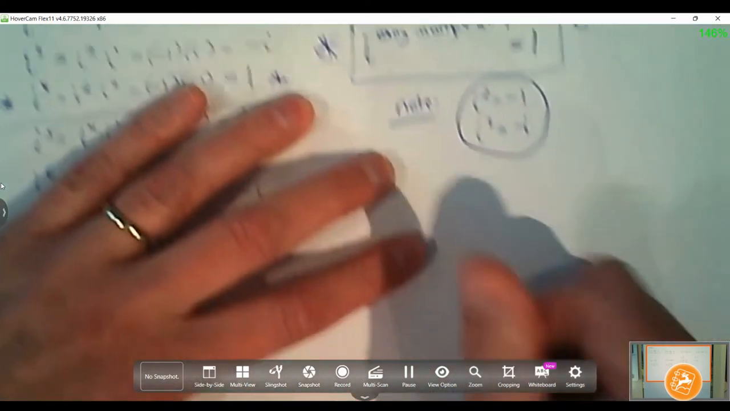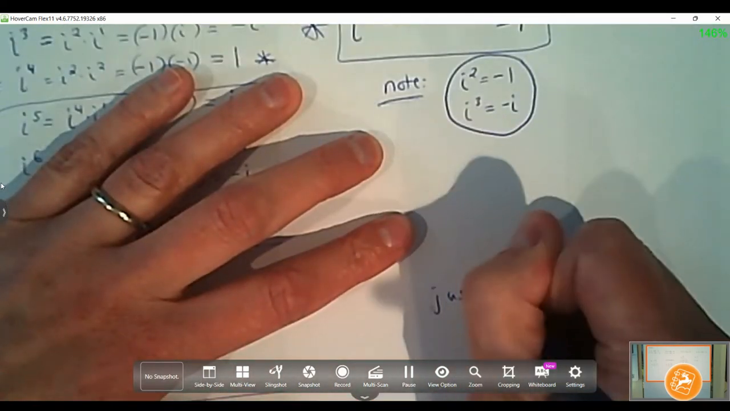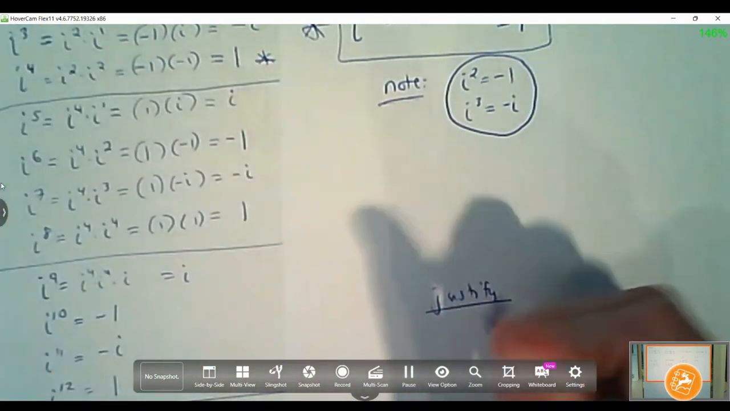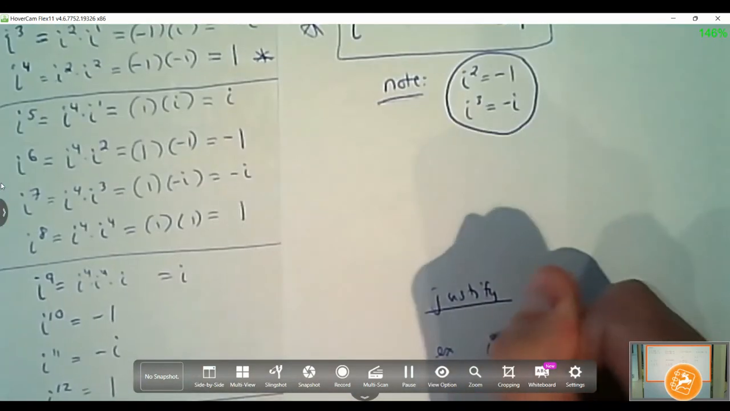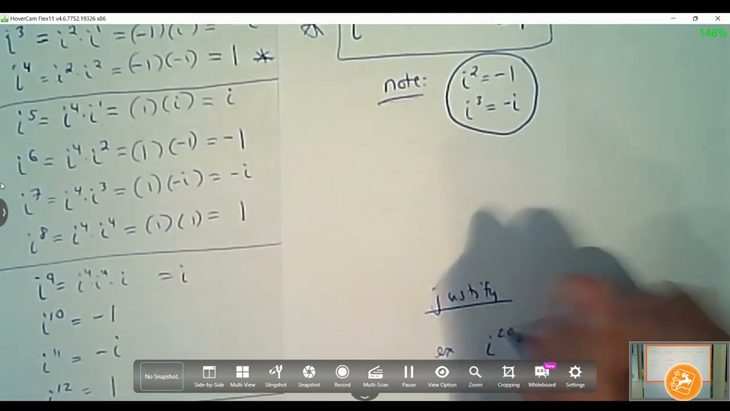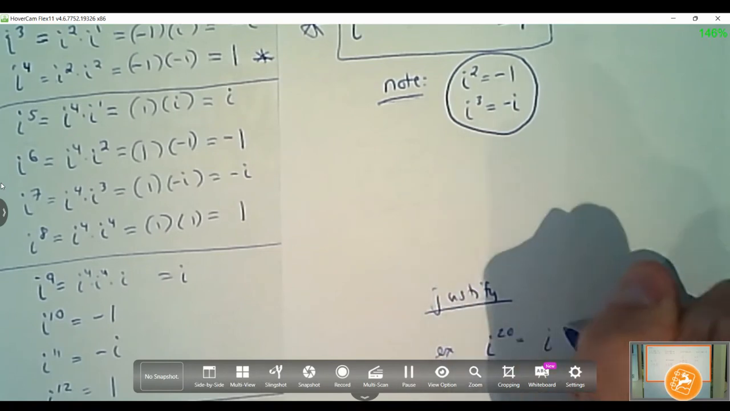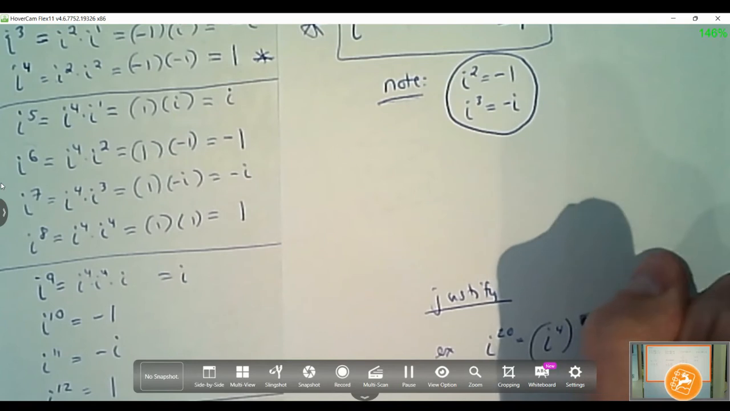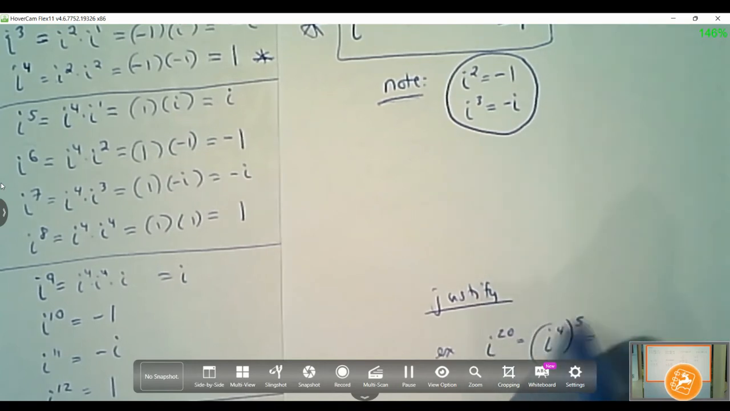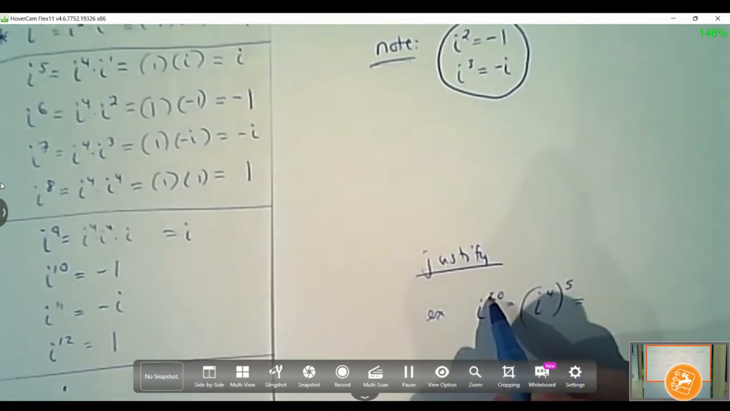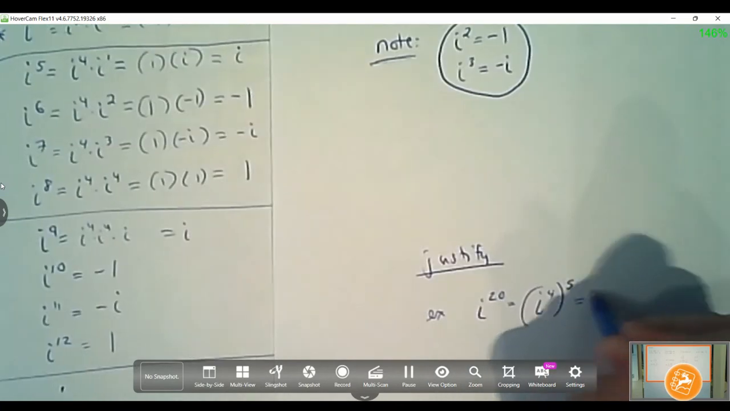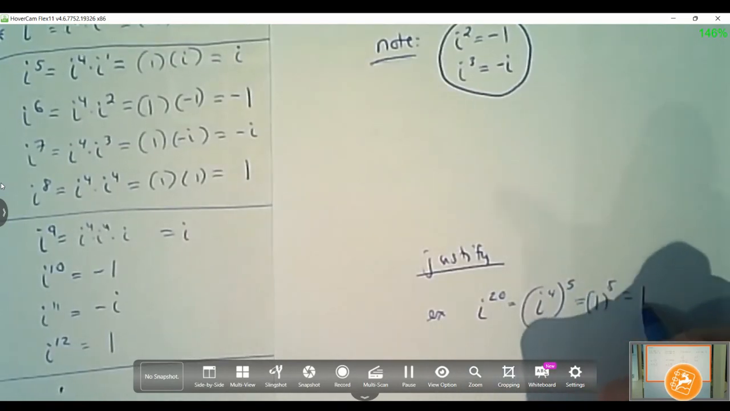And just to take a moment, you don't need to write this part, but just to justify that i to any multiple of 4 is going to be 1. As an example, here's i to the 20th. 20 is a multiple of 4, so this is going to definitely come out to 1, because we can rewrite this as i to the 4th to the 5th, right? Because when you have a power to a power, you multiply those together. So i to the 4th is 1, and 1 to the 5th is 1.